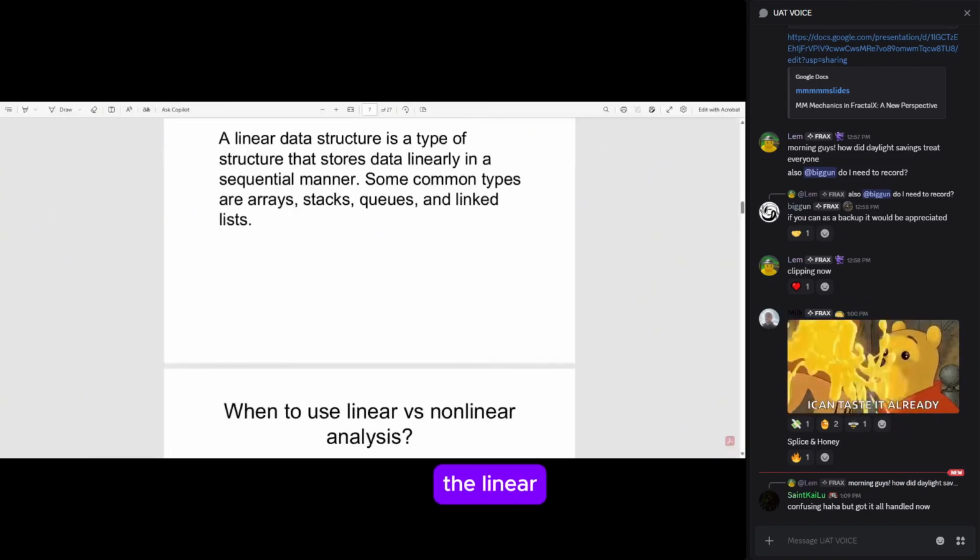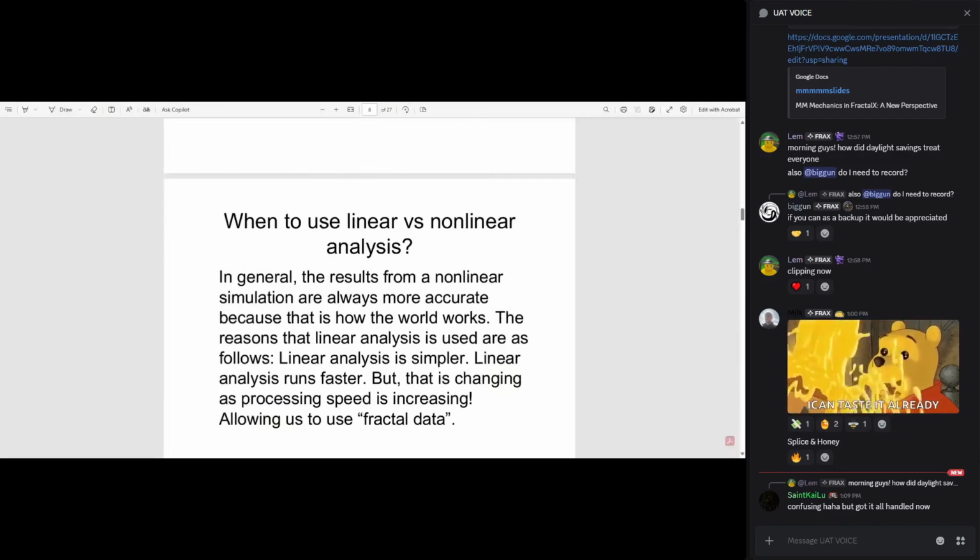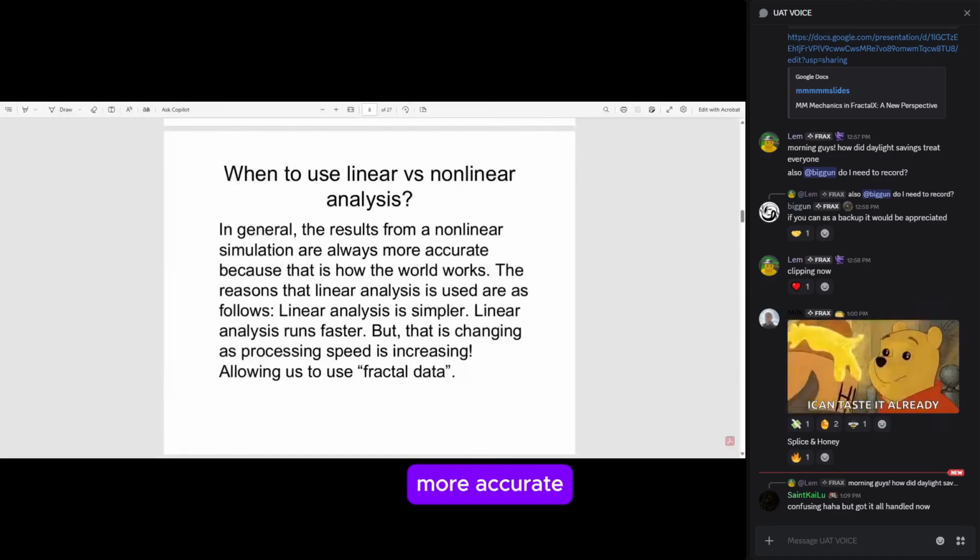So, when to use linear versus nonlinear. In general, the results from nonlinear simulation are always more accurate. Again, the fractal system is nonlinear. The splicing is nonlinear. And the rationale, which I just cut and pasted from Google, is that the world is nonlinear.